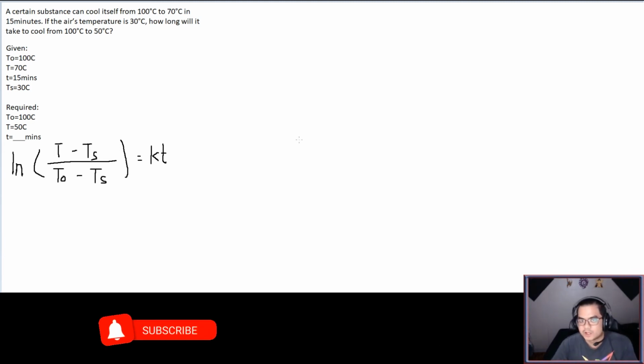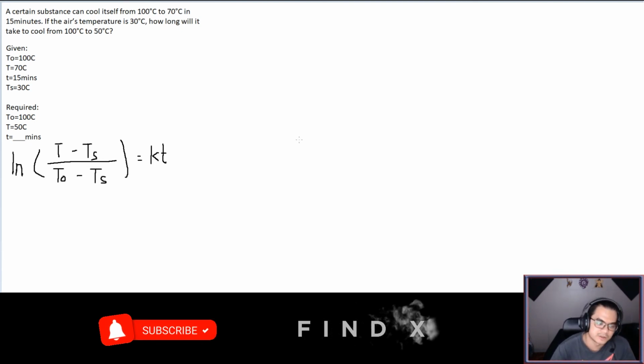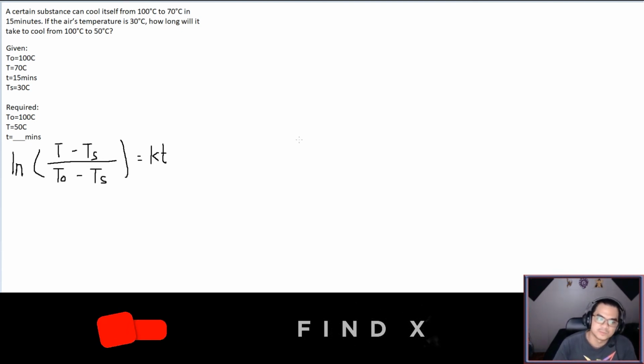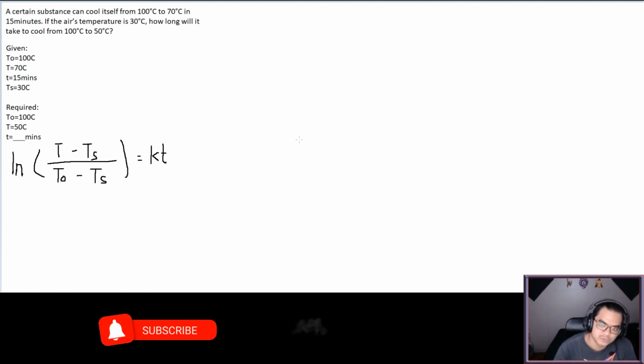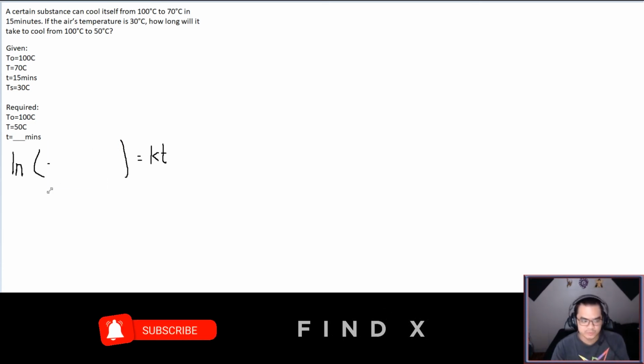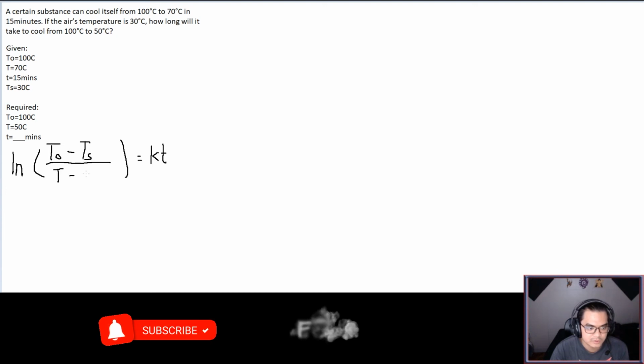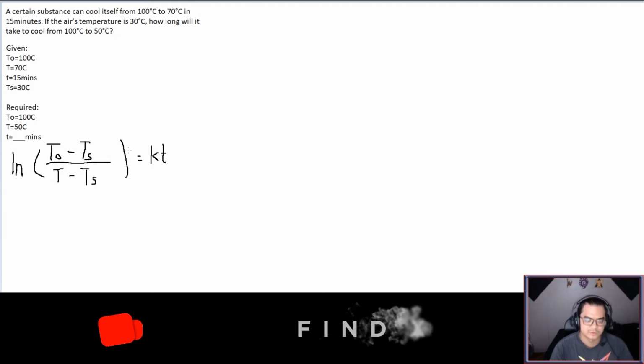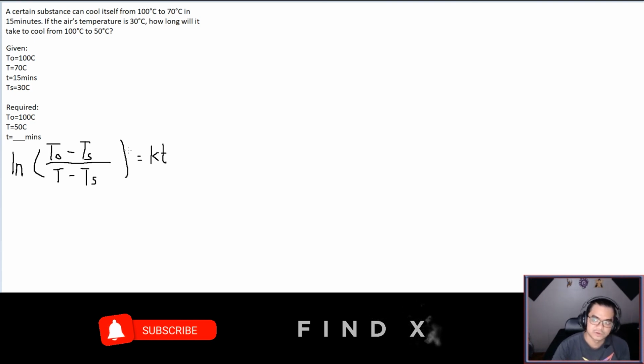So this is the formula that I was able to derive earlier, right? Now, let's try a different approach. Let's say that you get confused with the formula. So instead of T minus Ts on the numerator, you interchange it. You got it wrong. Let's say that you got your T0 minus Ts and then T minus Ts. So let's say that this is the formula that you will be using.